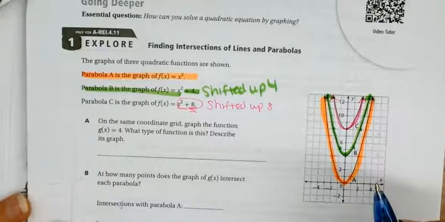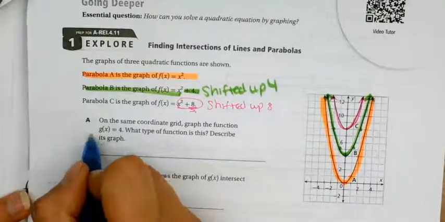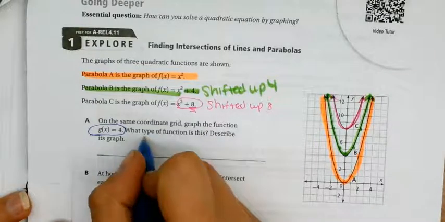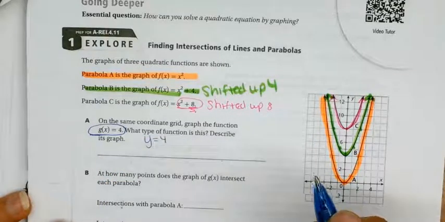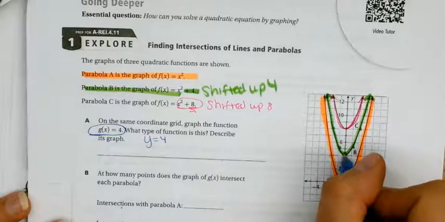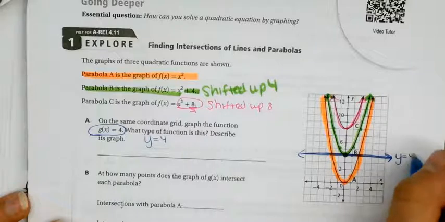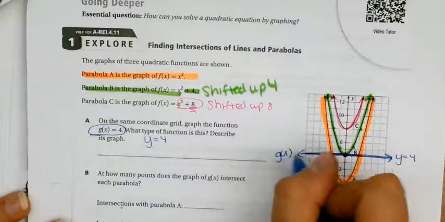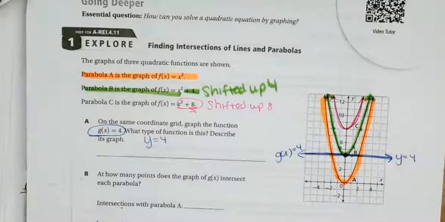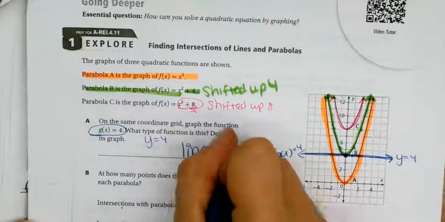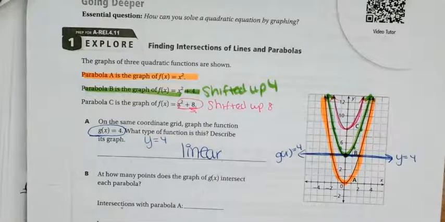On the same coordinate grid, graph y equals 4. What type of function is this? Describe its graph. What would y equals 4 look like? Where's y 4? Y is 4 here. Y is 4 everywhere on this horizontal line. This horizontal line is the line y equals 4, or g of x equals 4, because g of x is the same thing as y, right? It is a linear function. It's a constant function. It's a horizontal line.